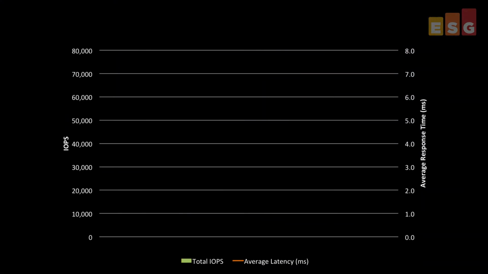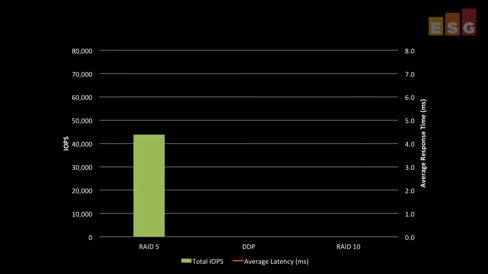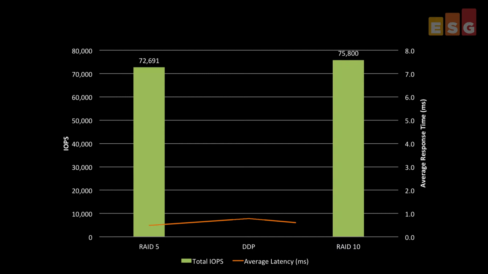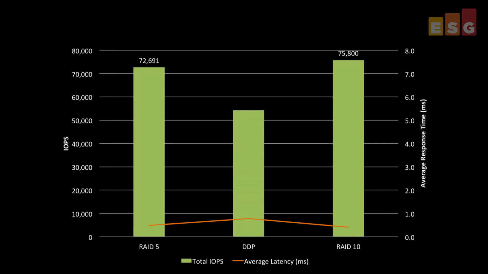The EF550 achieved extremely consistent performance in the ESG Lab comparison of RAID 5, RAID 10, and DDP data protection. RAID 5 supported nearly 73,000 IOPS and an average latency of 0.495 milliseconds. RAID 10 offered the best performance of 75,800 IOPS and the best latency at 0.415 milliseconds. And NetApp DDP fell right in between the two, achieving 73,475 IOPS at an average latency of 0.79 milliseconds. This showed that administrators can leverage the advantages of DDP without compromising SQL Server performance.